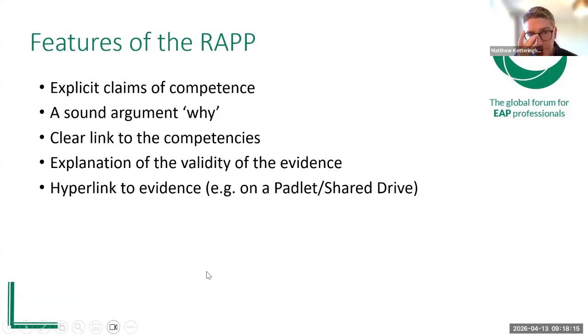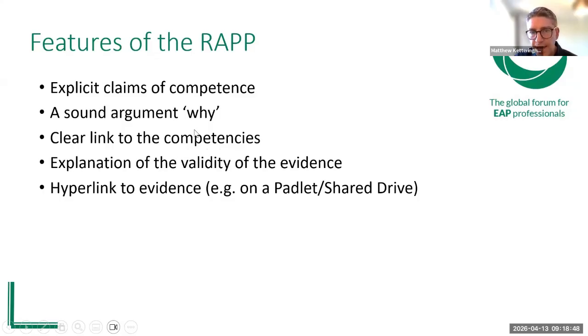So, some key features of the wrap. We often begin with an explicit claim of competence, what you do within your EAP practice. Then a sound argument why, which is perhaps an area that we see applicants fail to discuss: why they do something in the classroom or within their practice. Then a clear link to the competencies, and we'll have a look at some examples here.